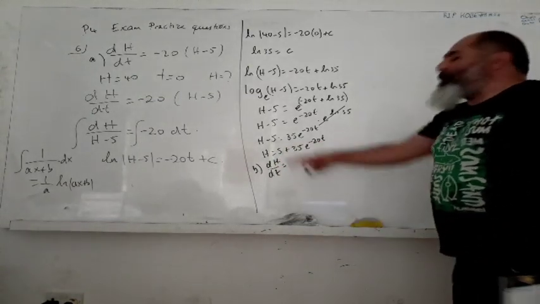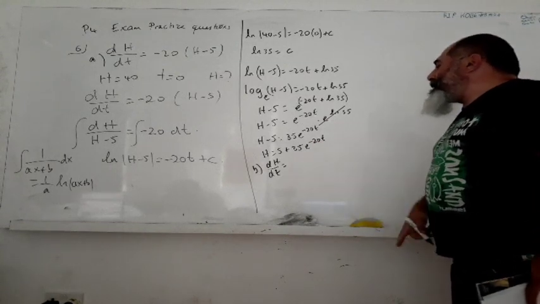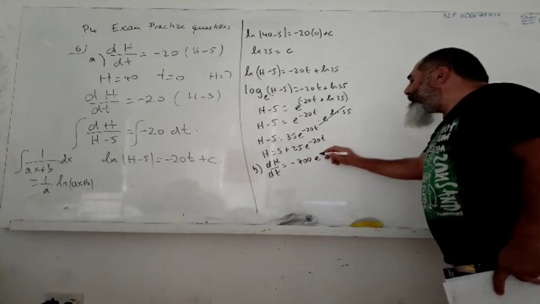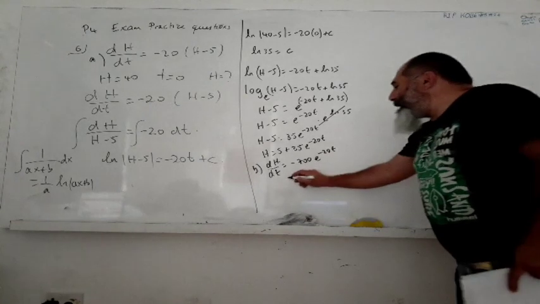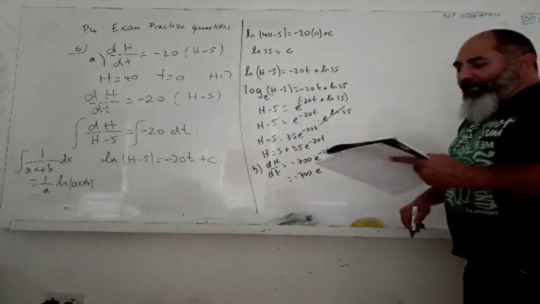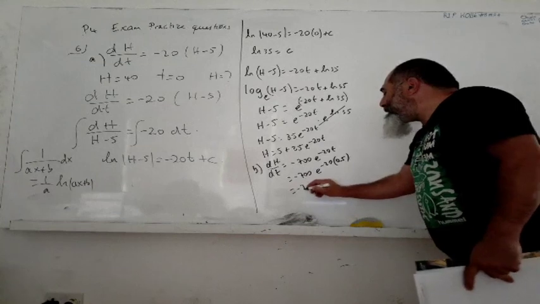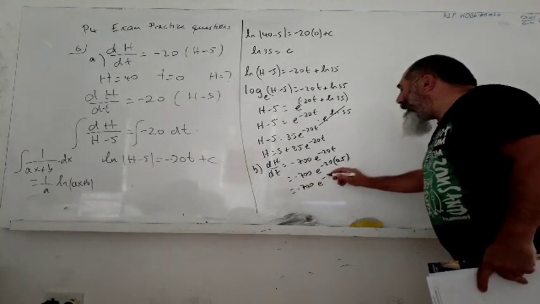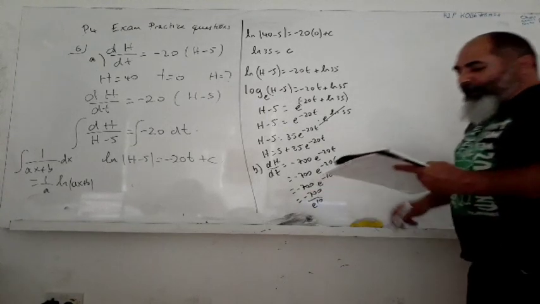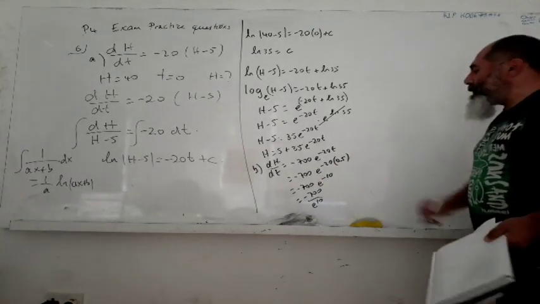Part B, dh over dt will be, what is the derivative of 5? It's nothing. What is the derivative of 35 e to the power of minus 20t? It is minus 700 e to the power of minus 20t. So it will be minus 700 e to the power of minus 20t. In place of t, I am going to substitute 0.5. So the answer is minus 700 e to the power of minus 10. That's the exact value for dh over dt when t is equal to 0.5.